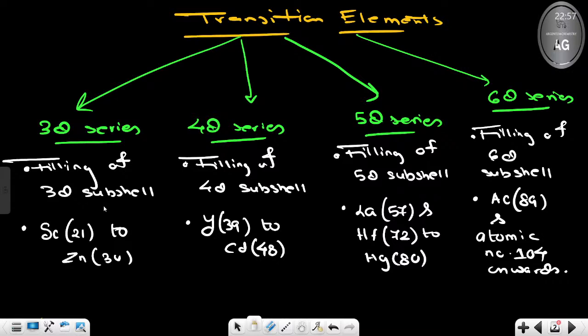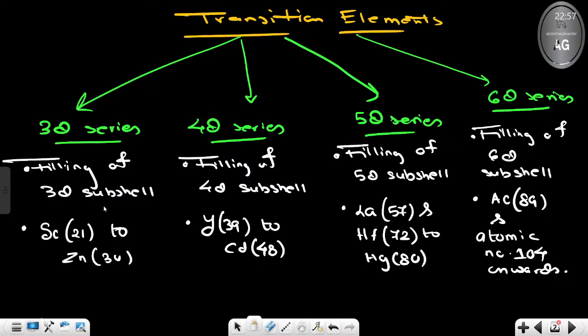Next, the 6d series, filling up the 6d orbitals, starts from actinium 89 and again from atomic number 104 to 112. Alright, clear? Easy thing. This is a basic thing.